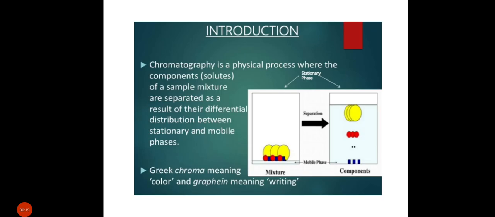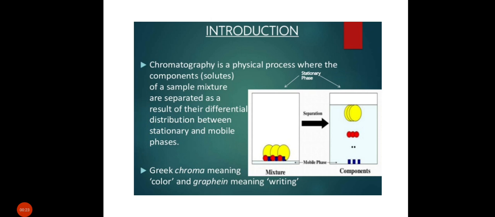Hello students, today I will start a new topic, chromatography. In this lecture I will discuss what chromatography is, its principle, types and applications.